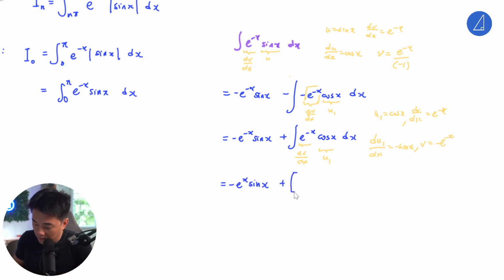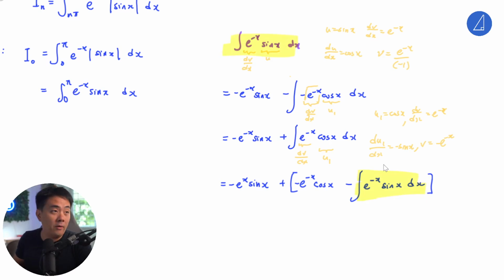So plus u1 times v, so it's negative e^(-x) cosine x minus of e^(-x) sine x. This will be positive both sides. Okay. Now just take note, once you reach here, this will be equal to this one. If you're at this part of the problem and this part of the solution, just don't continue on. If you continue on, you essentially will just go on forever. You will not stop, right? Because you get the same answer there.